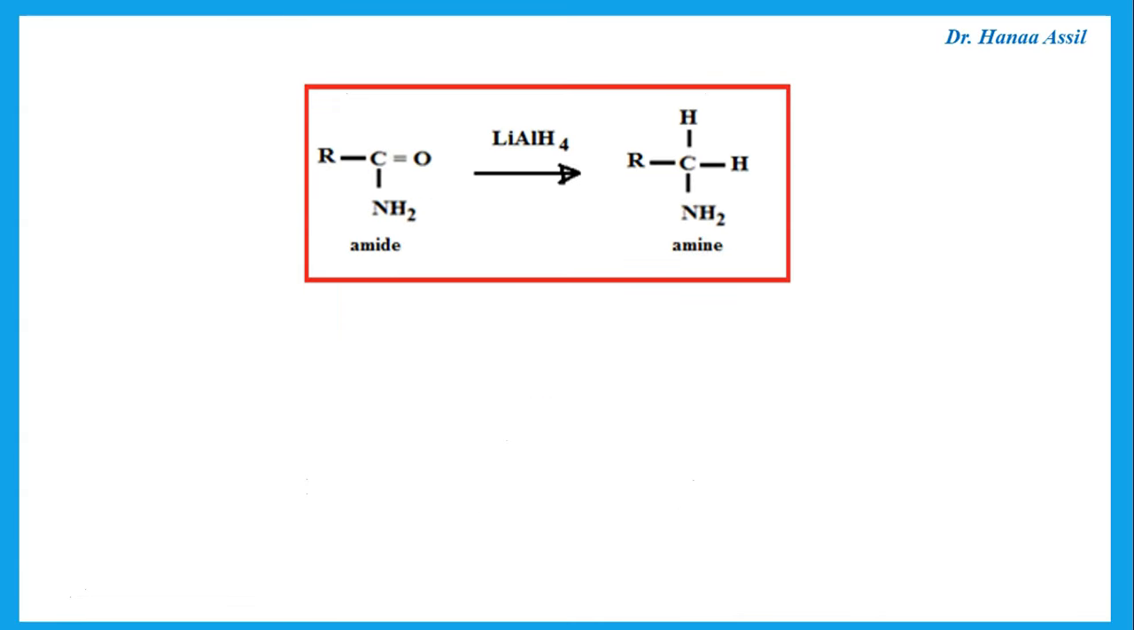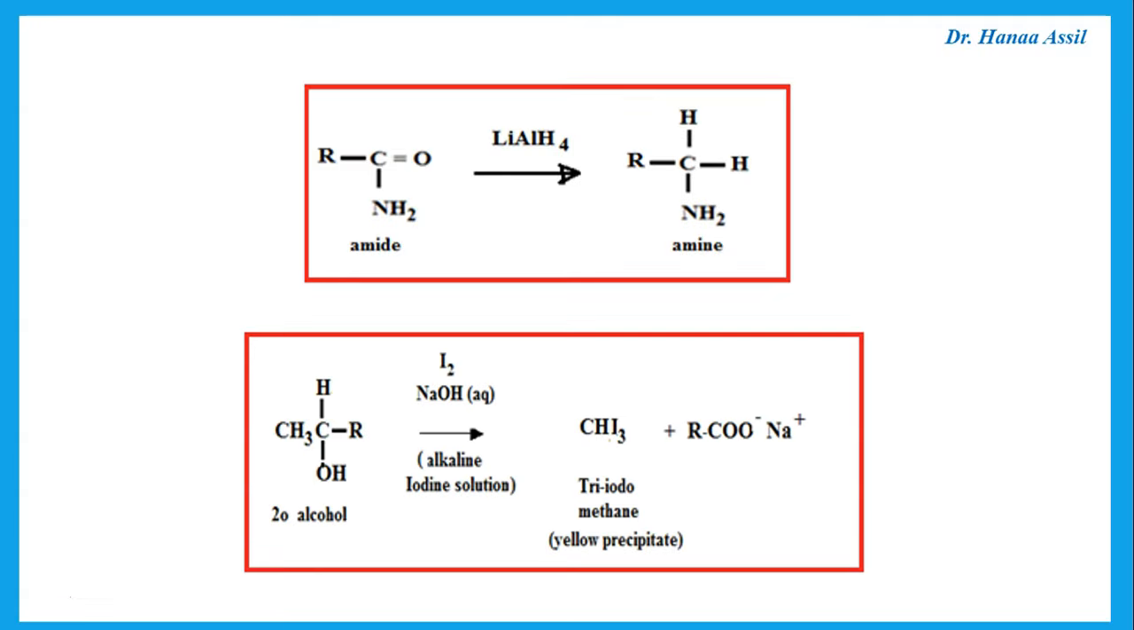How do we change an amide to an amine? We reduce using lithium aluminum hydride. Of course, this is in dry ether. How do we prepare the sodium salt from an alcohol that has a methyl group next to it?